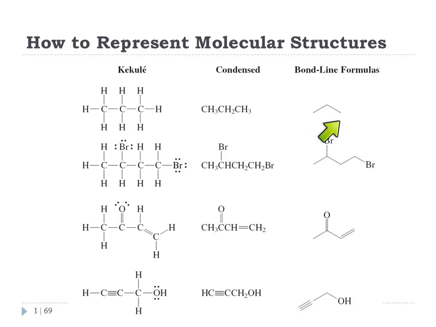The bond line, or the line bond formula, or the line angle formula, everybody has their own name, is just going to look like this. The end of this line is a carbon, and the end of that line, and the end of this one. So there's 3 carbons, and all of the hydrogens are just assumed.